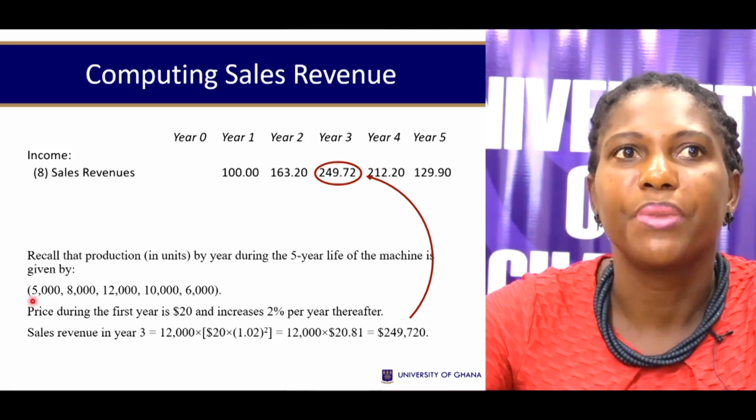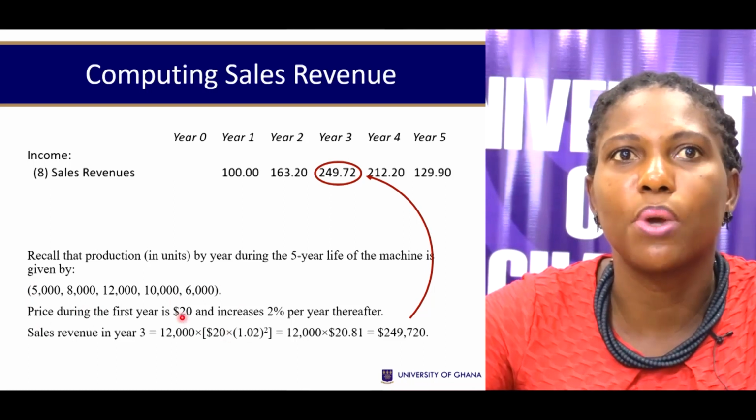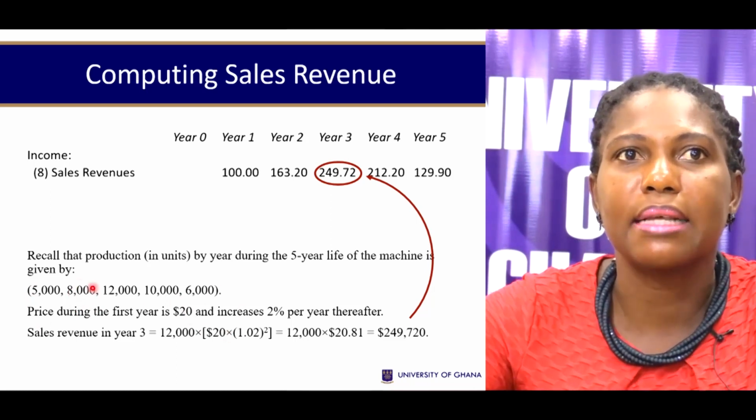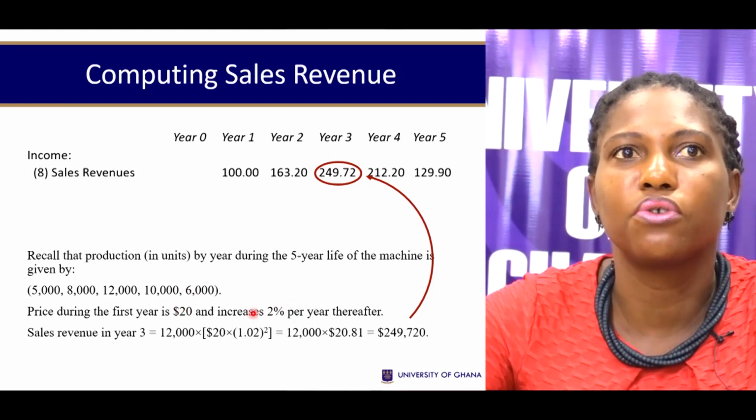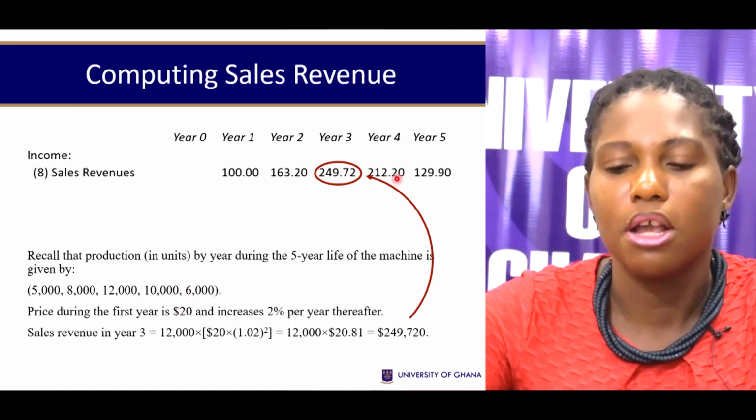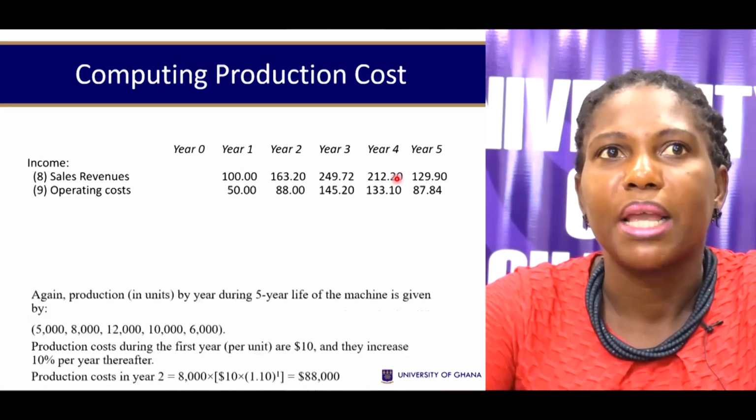So the first year is 5,000 times the 20 per unit. The second year is the 8,000 times the 20 that has seen an increment of 2%, and it goes on for the years to come.